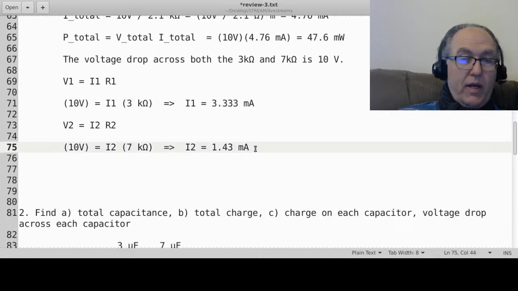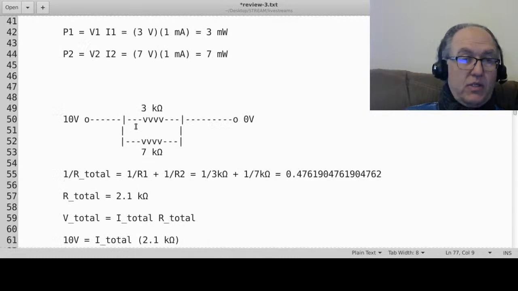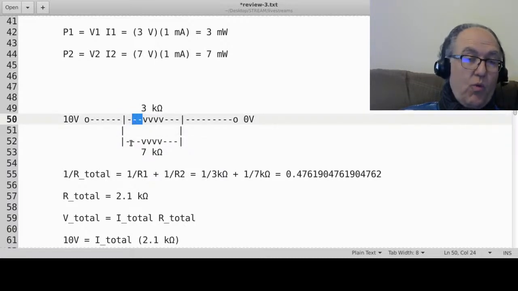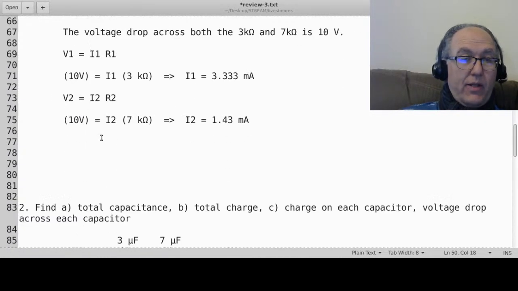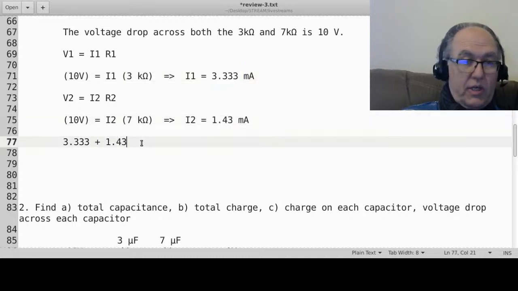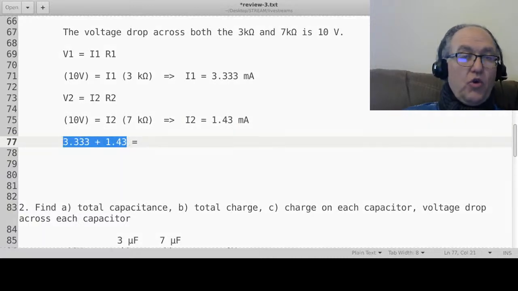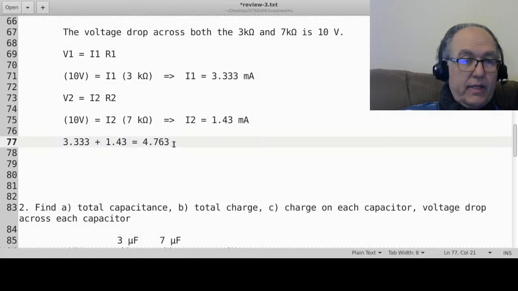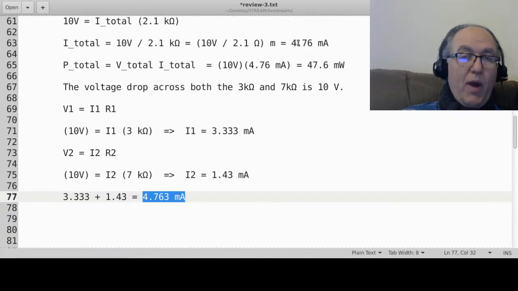Okay, 1.43. Now, if I were to add those two currents together, because the current is coming in here and it splits, whatever current is going through one plus the current that's going through the other, that current had to come directly out of the 10-volt battery. And so if we add those two together, this number here plus that number there, we should get the total current, which we already calculated. And it's this, milliamps. And is that what we just calculated above? Well, we round it off.